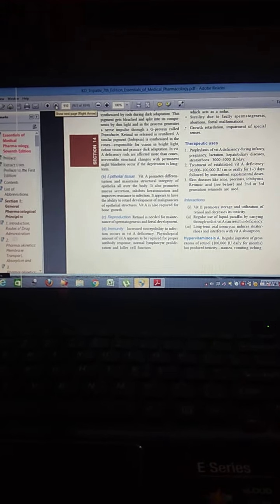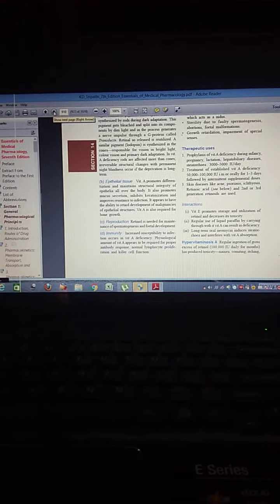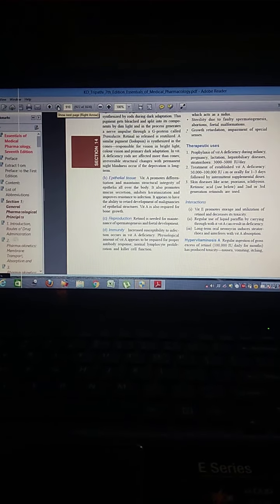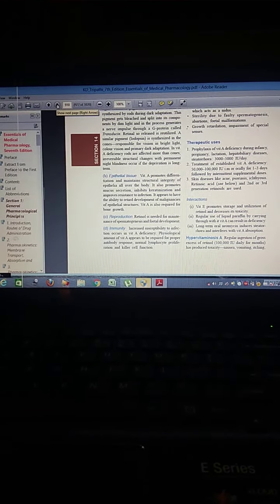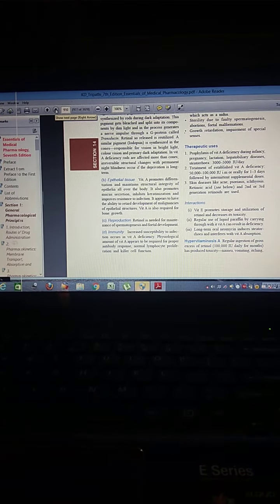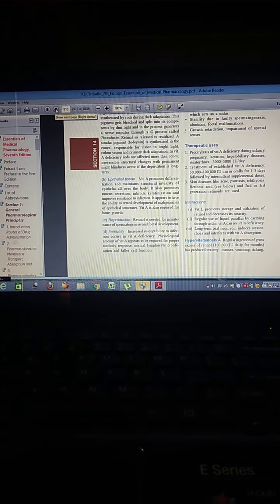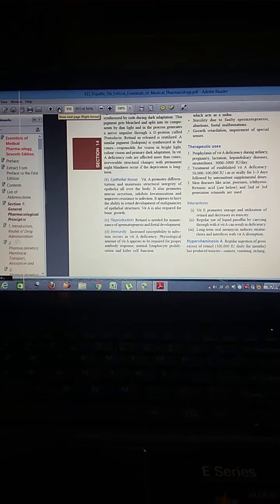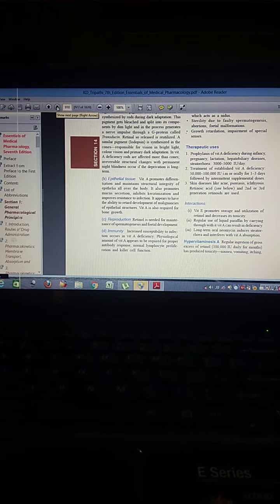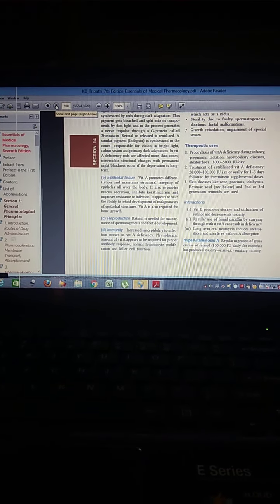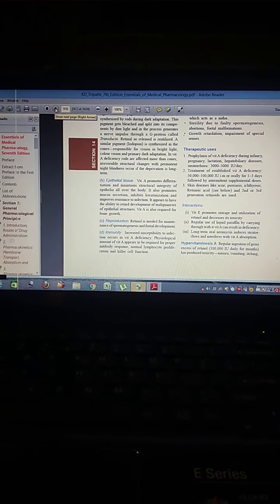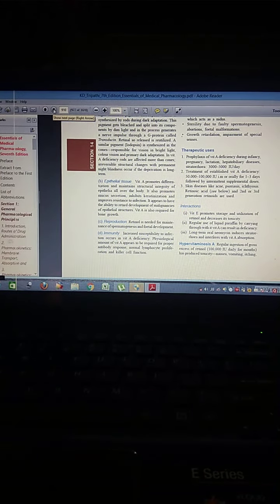Epithelial cells: vitamin A promotes differentiation and maintenance of the structural integrity of the epithelia all over the body. Reproduction: retinol is needed for the maintenance of spermatogenesis and fetal development. Immunity: increased susceptibility to infections occurs in vitamin A deficiency, and a physiological amount of vitamin A appears to be required for the proper antibody response.